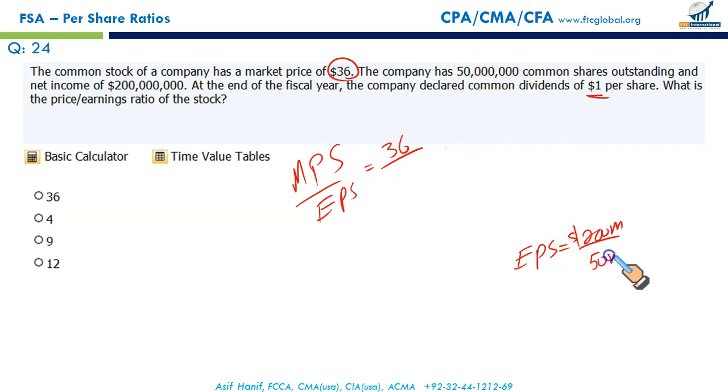So it's a fairly straightforward question. Income available to common stockholders divided by number of shares, that's 4. EPS is 4. So the price earning multiple is 36 by 4, that is 9. So that makes C the correct option.